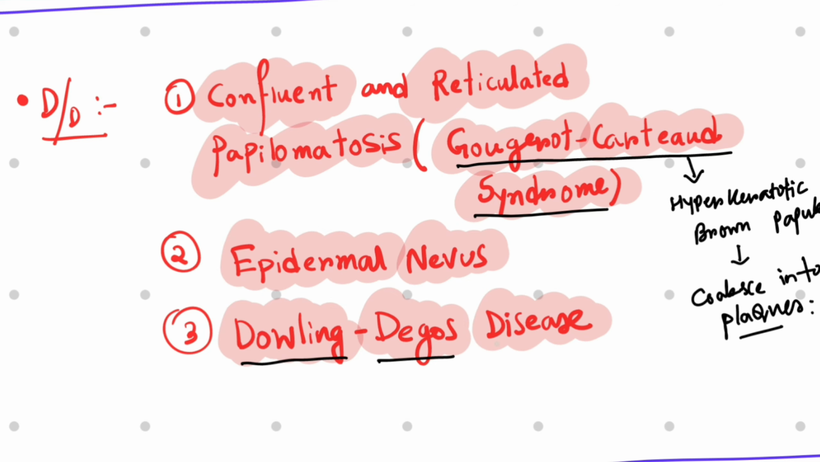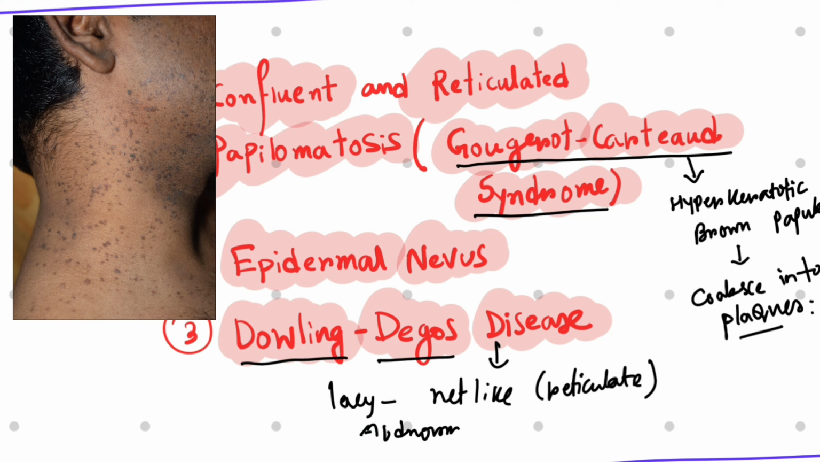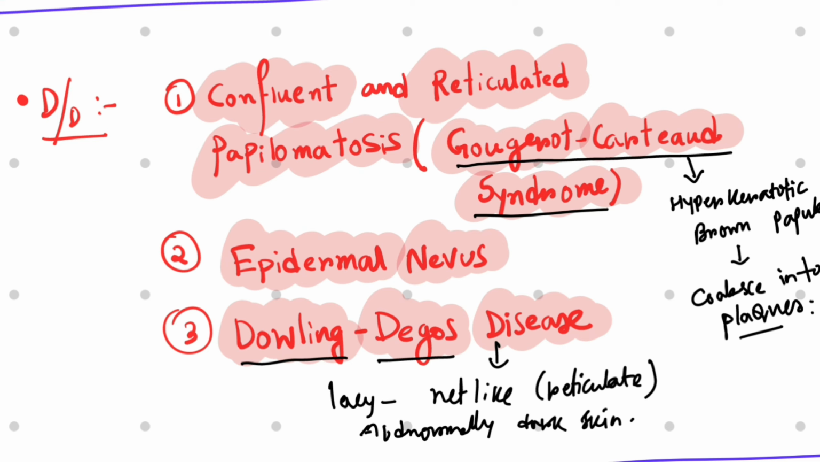Dowling-Degos disease is a skin condition which is rarely seen, and this condition is characterized by a lacy or net-like, that is reticulate, pattern of abnormally dark skin, which is usually seen in the skin fold areas and creases.